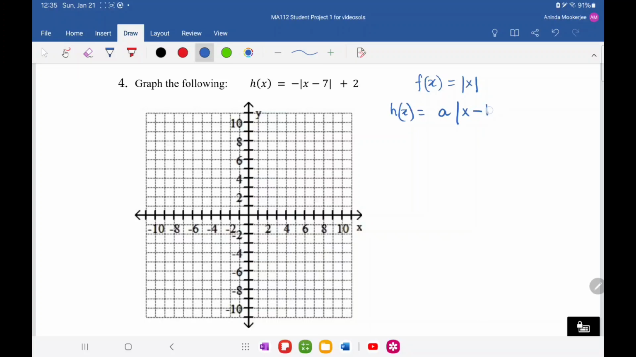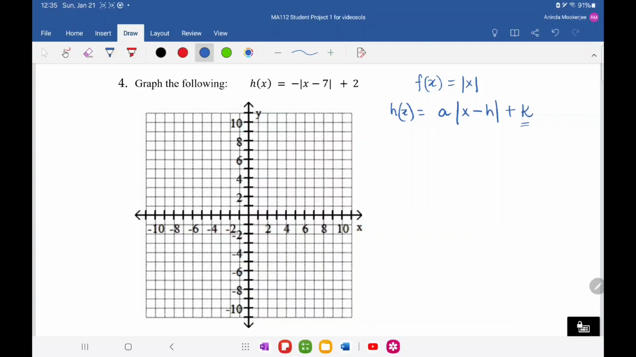X minus h plus k. All right, that's the general form of a transformation, which includes a vertical shifting, a horizontal shifting, as well as vertical stretching or shrinking. Now we have to find the value of k from the function given to us, the value of h again from here, and the value of a.